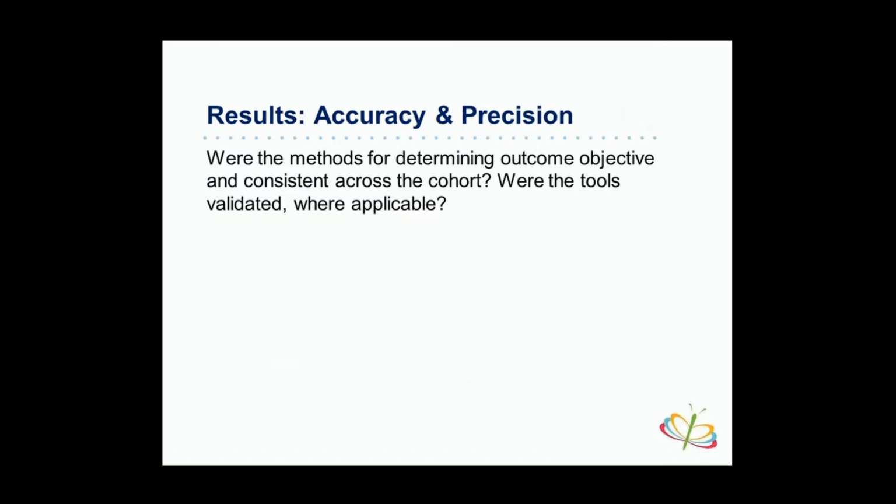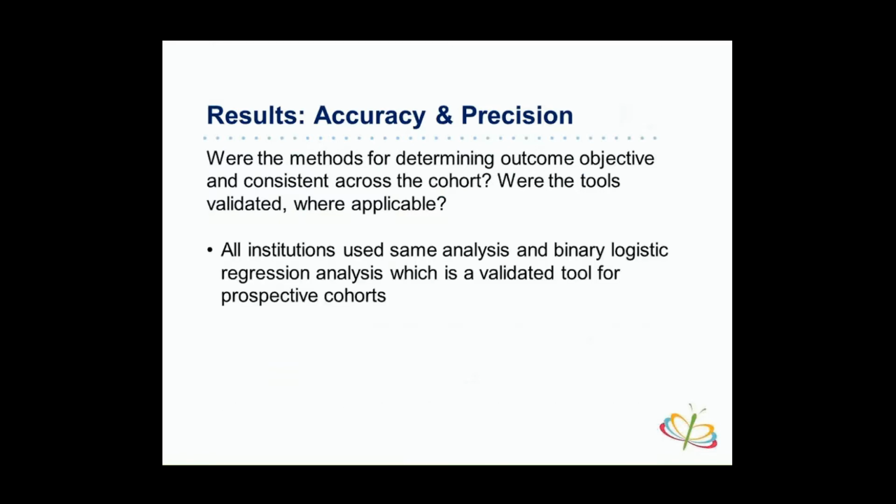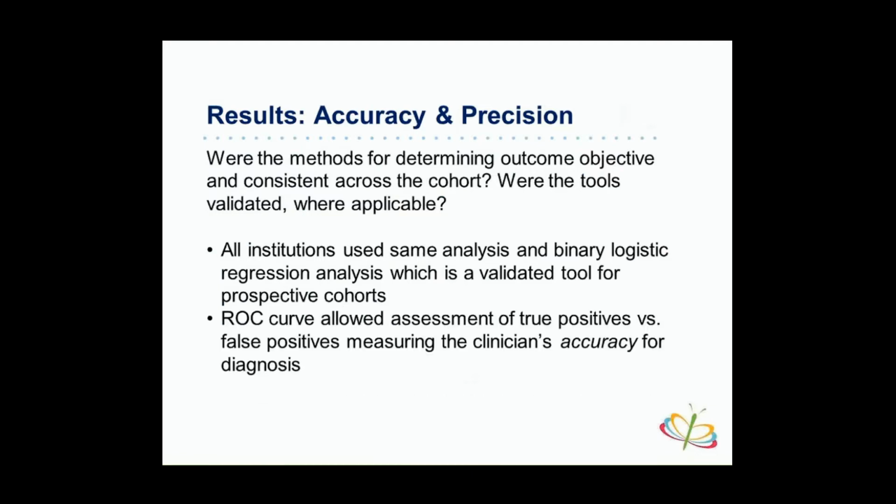So all institutions did use the same analysis, binary logistic regression analysis, which is a validated tool for any prospective cohort. And as mentioned earlier, the ROC curve allowed the assessment of the true positives versus the false positives, measuring the clinician's accuracy for diagnosis, and the score was in the fair category.